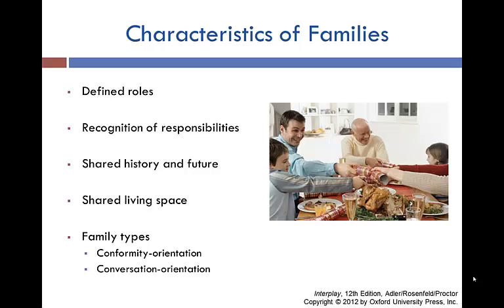Within family types, people in the family can have a high or low level of conformity orientation. Some families share many common values, attitudes, and beliefs, and others share them at a lower level. Conversation orientation, on the other hand, is concerned with the degree to which family members can speak their mind. Naturally, a family with a low conversation orientation discourages discussion and sharing opinions.